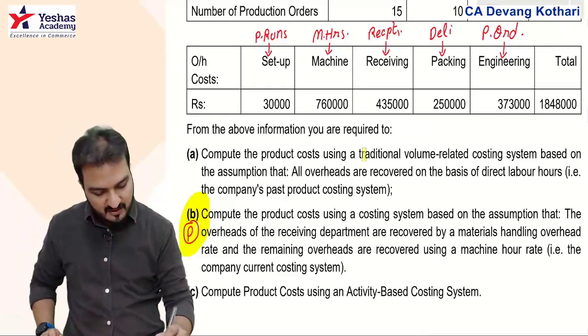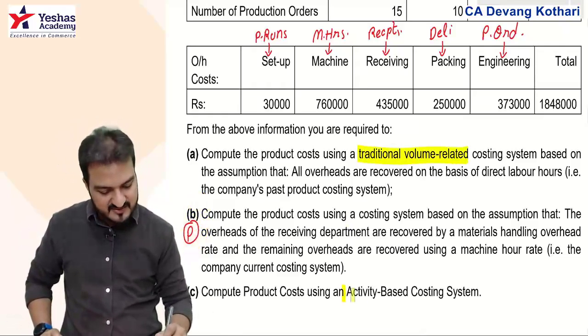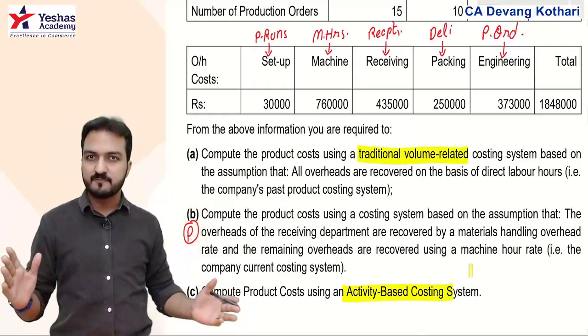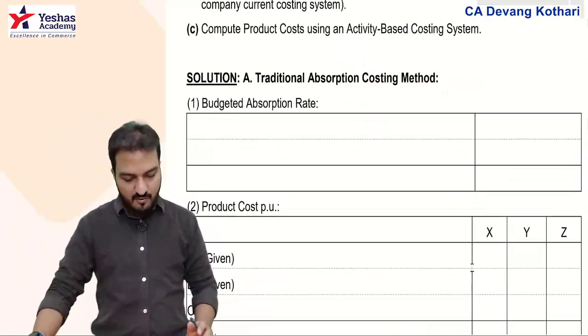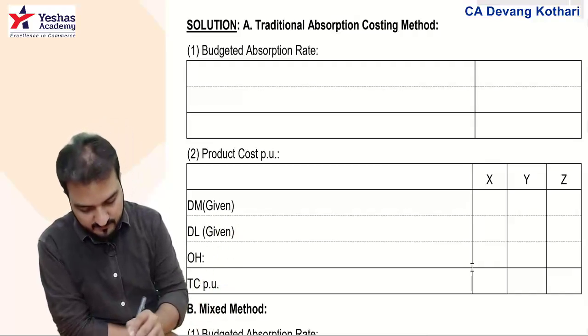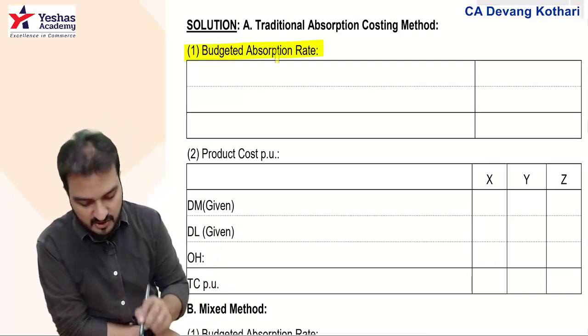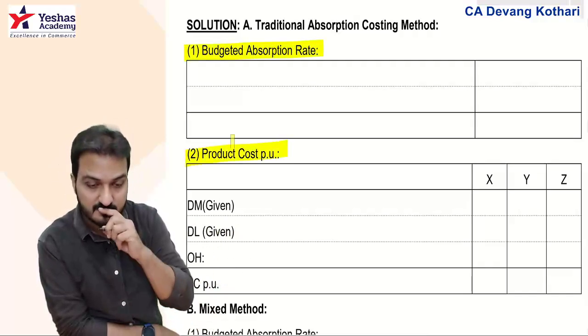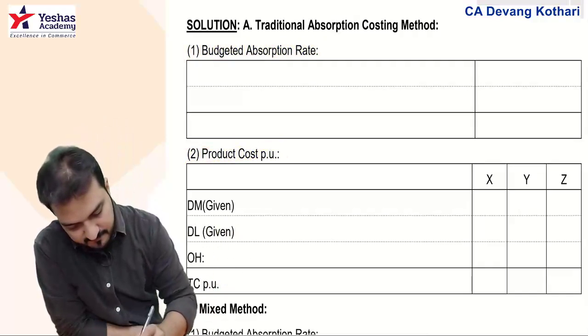Part A, they're asking by traditional method. Part C, they're asking by activity based costing method. Okay, we'll do that. Chalo. I've already given you some format of calculation. Just notice there. As per traditional method, you first find the absorption rate. Use that rate to find the product cost. How do I find absorption rate?